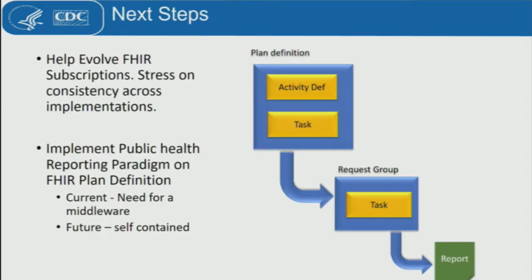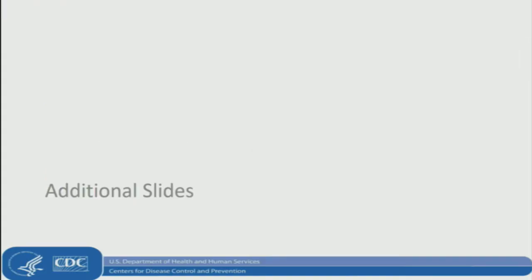And the next steps. So in our case, we would stress the consistency of subscriptions across implementations. And then based on what we learned in the last 2 days around plan definition, and we kind of charted out how it's going to work, it would be using activity definition within a plan definition and defining a task. And within that task, when we execute that task, a reporting event goes out as per the spec defined within the plan definition. And that's about it.